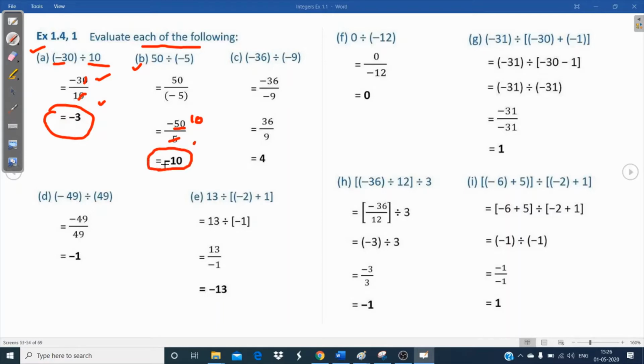Now one thing to note here, students: if you are writing, let's suppose, minus 1 by 2, or 1 upon minus 2, or you put the minus sign in between, they are all the same thing, and that is considered a negative integer. You can say directly minus 1 by 2.